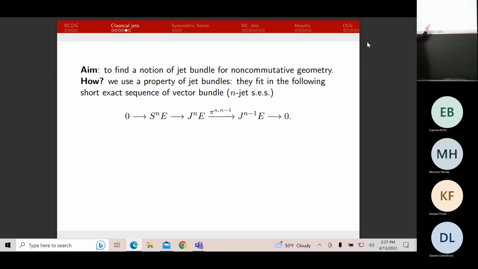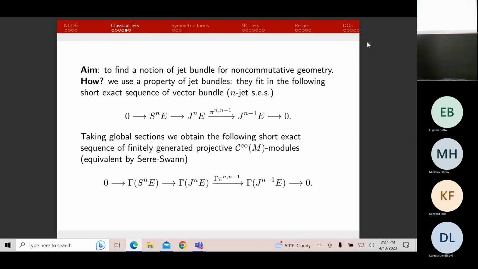And this is exactly the fiber of symmetric tensors. That's why it makes sense. So this is at the level of bundles, but we can now use the Serre-Swan theorem and apply the global sections functor, which is an equivalence. So now we have this short exact sequence in the category of C-infinity(M) modules that are finitely generated and projective. And now we're in a context that we can actually use for the generalization.